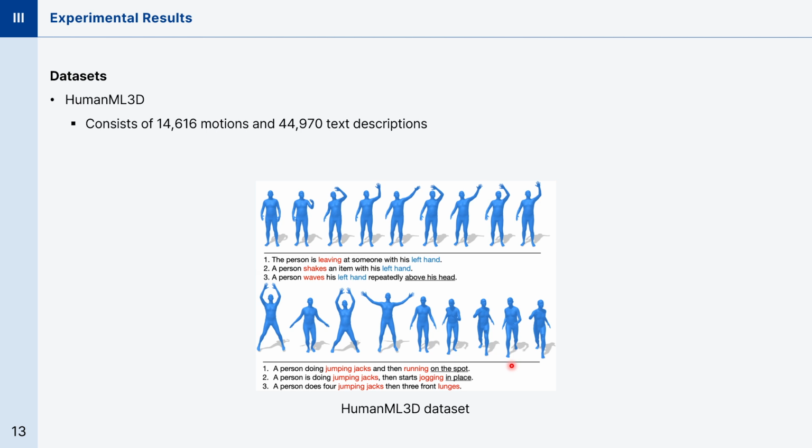And this paper uses the dataset HumanML3D for evaluation. This dataset consists of around 14,000 motion sequences paired with 44,000 text descriptions.